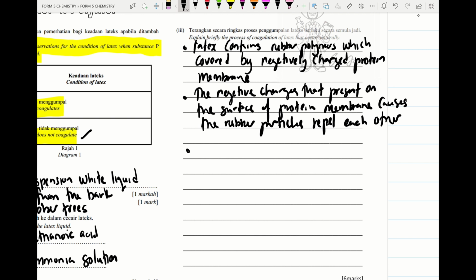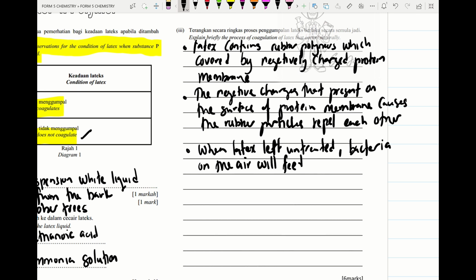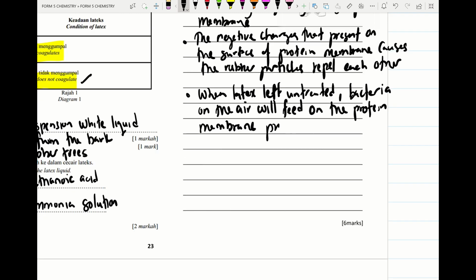All right, so point number 3: when latex is left untreated, what will happen? The bacteria in the air will feed on the protein membrane. When the bacteria feed, they produce lactic acid. Right, so we go for point number 4.